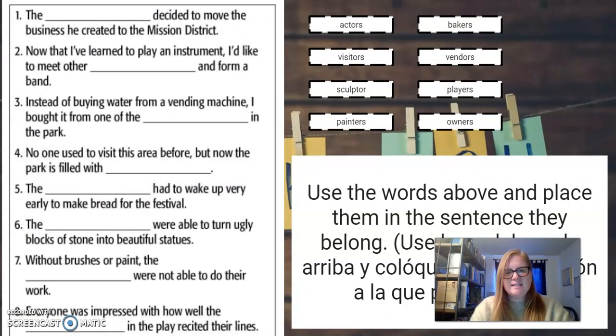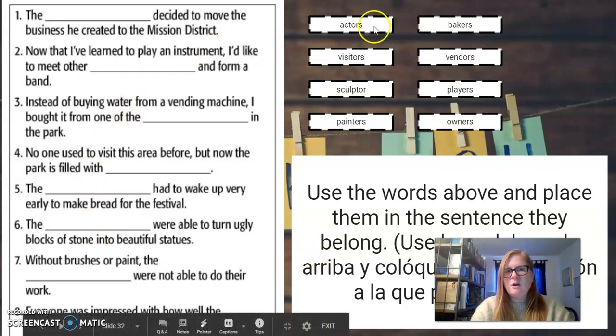Okay, so this is another more interactive one. So here is your worksheet, and here are your spelling words for the week.